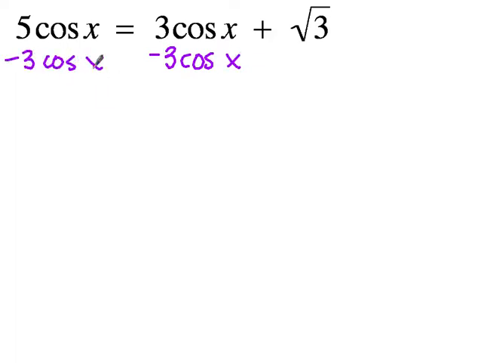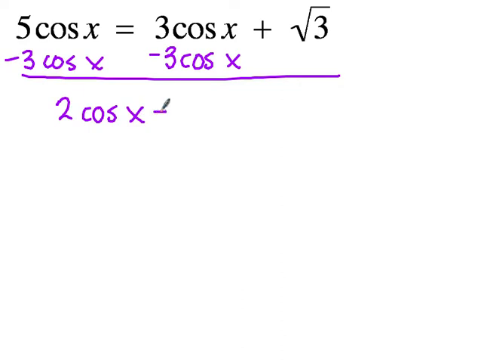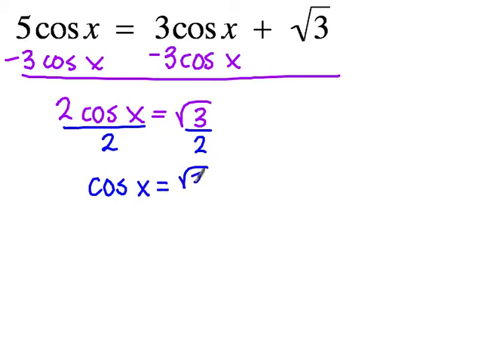On the left side, what do you get? 2 cosine x equals root 3. And now to solve, what am I going to do? Divide by 2. So I have cosine x equals root 3 over 2. On your blue sheets, you need to go to the cosine column. You need to locate where root 3 over 2 occurs, and where else? There you go.